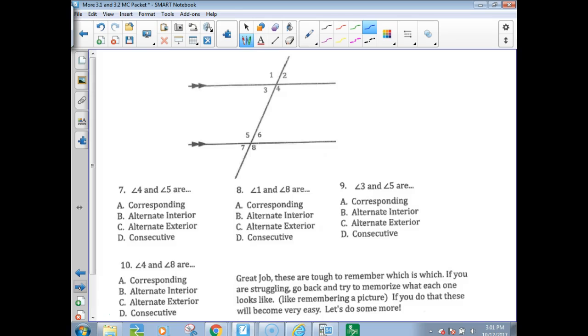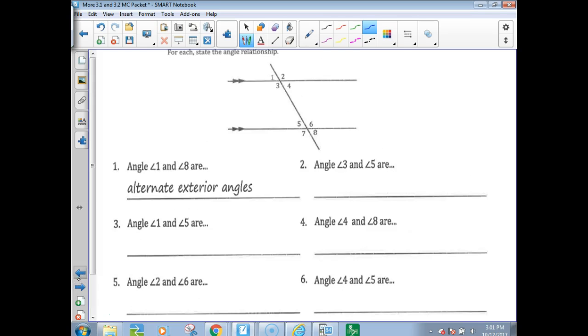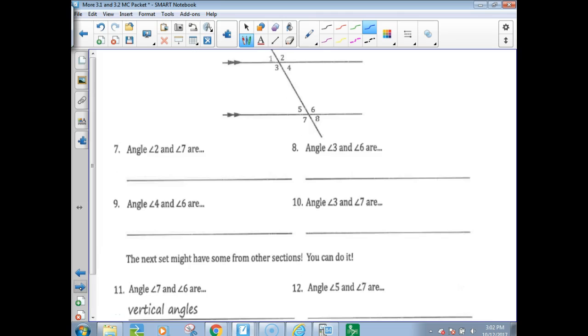So let's turn, please, you're going to have to turn some pages. There is an example on this page that tells you what to do. It's saying these are alternate exterior angles. You're doing the exact same thing, except now you're filling it in without multiple choice. So you practice learning those words, okay? Keep going.